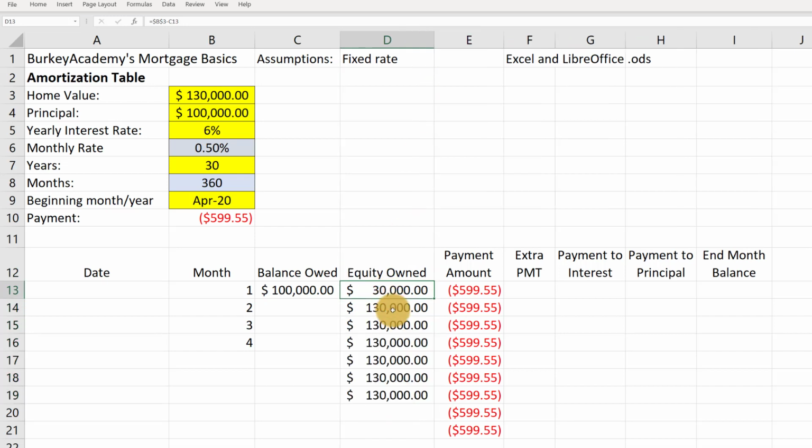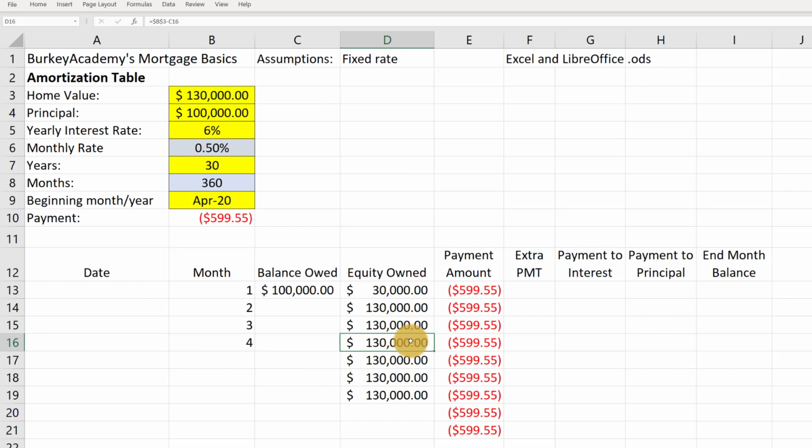What it's doing is it's always looking at B3. The dollar signs say don't change that. But notice how in this formula it's looking one cell to the left in C13. When we go down, it's looking one cell to the left, C14. Without dollar signs, it's going to change as we drag down. It's going to look one cell to the left, C15, C16, etc.